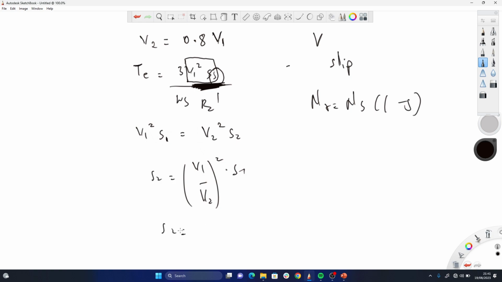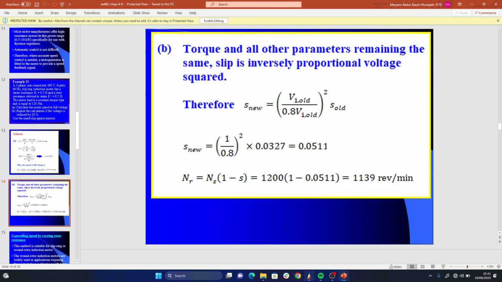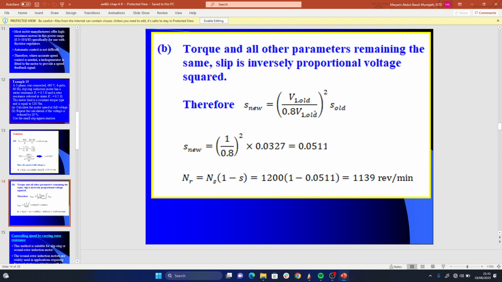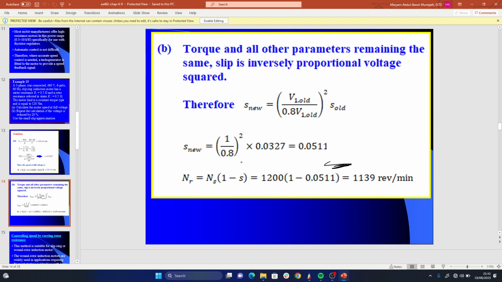So slip 2, V1 is V1. They say V2 is 0.8 of V1. I'll square this, multiply by slip 1. Slip 1 in the question gave me what? That's the old slip, 0.037. So you put it inside here and you get 0.051.